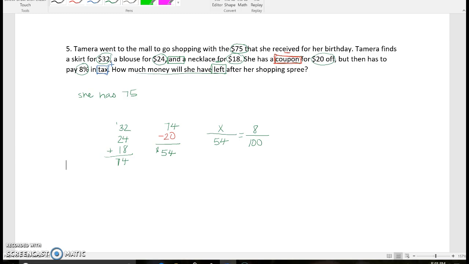Then you're going to do your cross product and then go back and read your question and make sure you solved what your question was asking for, okay? Once you find your tax, we're going to have to add our tax amount, right? We always add tax, and then it says how much money will she have left after her shopping spree. And she came in with $75.